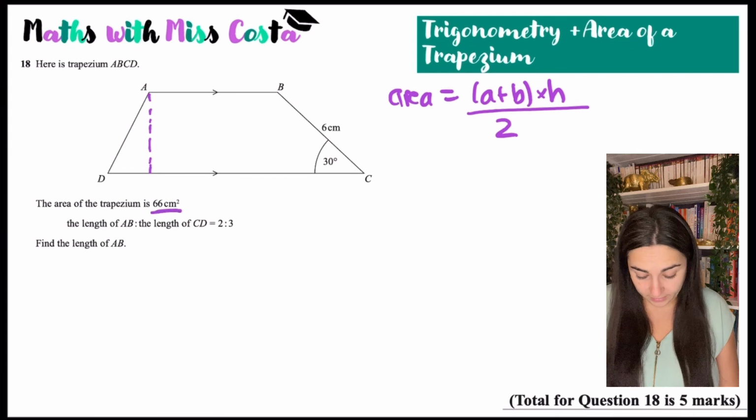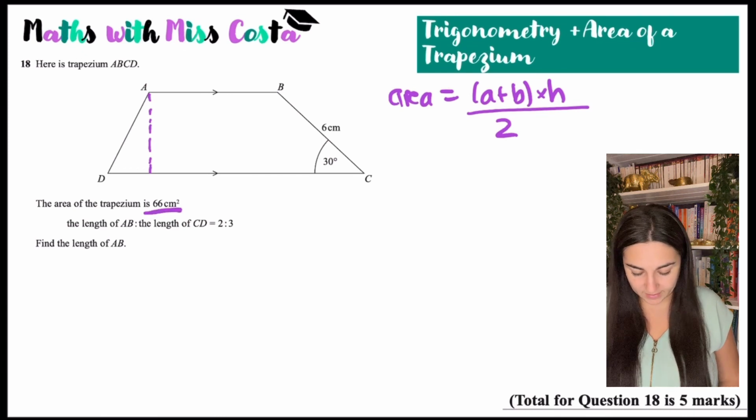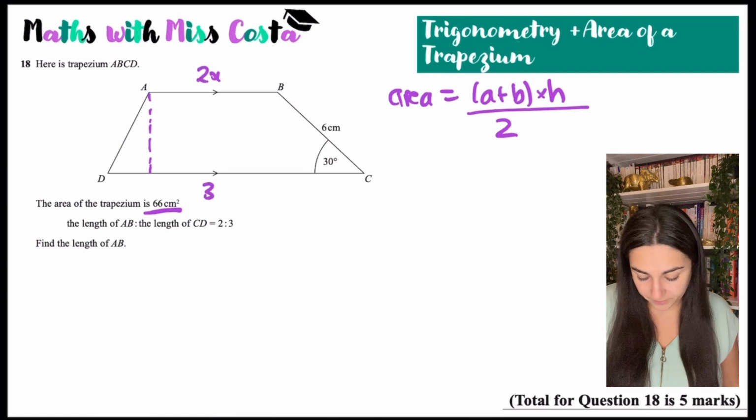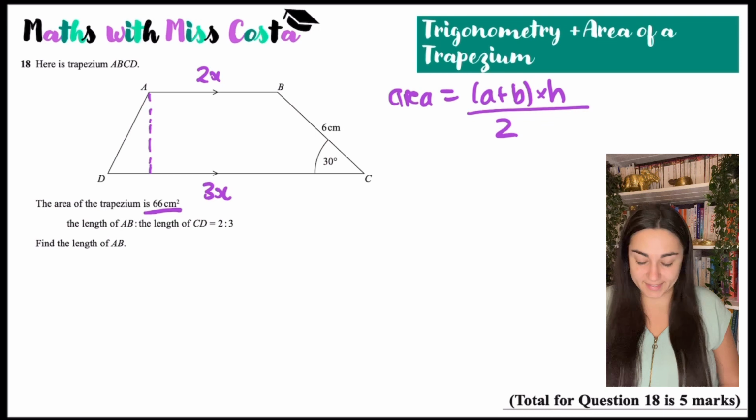We've been told the area of the trapezium, and we've also been told that the length of AB to the length of CD is 2 to 3. So once again, this is a ratio question, so 2 parts to 3 parts. So what we could do is just use algebra to make our life easier. So we'd say that's 2x and that's 3x, 2 parts to 3 parts. We need to find the length of AB. Okay, so in order to find the length of AB, which would be like the 2x part, we need to know what the height is.